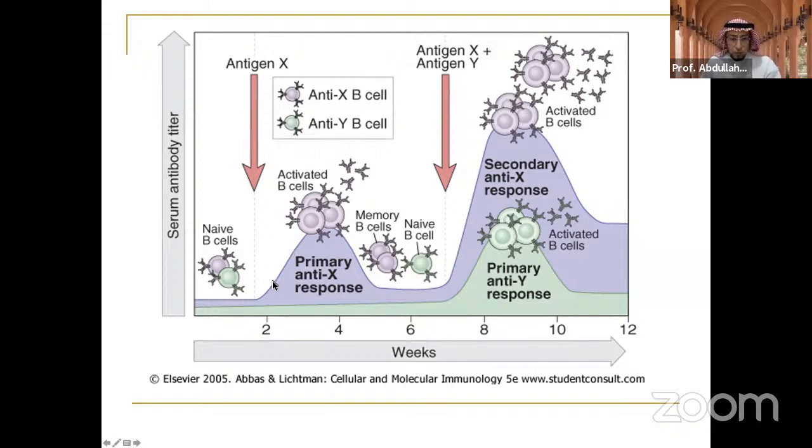So this graph gives an example that if you inject, let's say, a mouse with antigen X, there will be a response by producing immunoglobulins within a couple of weeks, and this will peak and then come down. And if you inject the same mouse with the same antigen X and a different antigen Y, you will have an exaggerated response to the first antigen X, which will last longer, while the response to antigen Y would be just as a new antigen. So the system can differentiate the two antigens. This is specificity, and can remember previous exposure, which is memory.